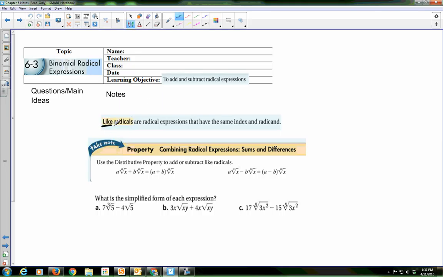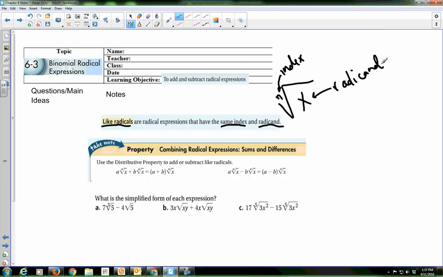The phrase like radicals refers to radical expressions that have the same index and radicand. So they have the same little number, that's the index. And then they have the same number underneath the root sign, which is the radicand. So when you're combining radical expressions, sums and differences, sums means with addition and differences means with subtraction.